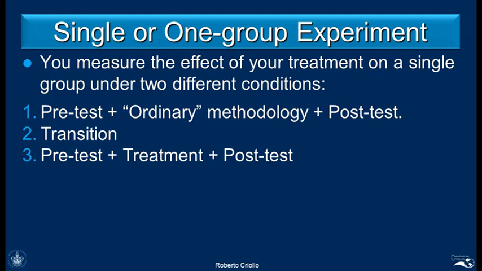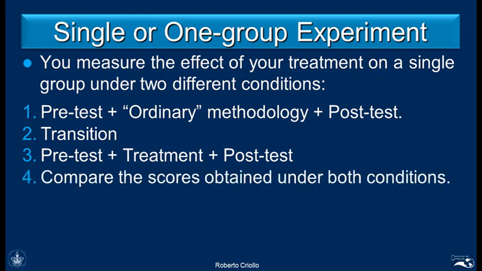Now you do your methodology or your treatment, the kind of thing that you're trying to experiment with, and then you administer a post-test. So what you're going to do at the end is to compare the scores obtained in the same group under both conditions. This kind of experimental design is not very common, but it is used, and it helps you in cases where it's not possible to have such a controlled environment, or where for some reason you lack one of the important elements of true experimental design, and where you want to administer a treatment anyway. So this is called single or one group experiments.